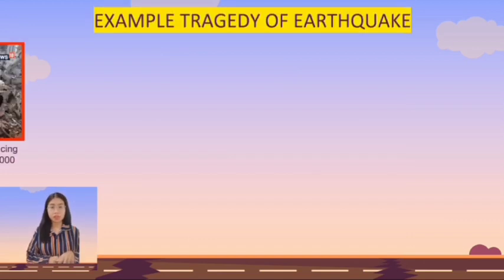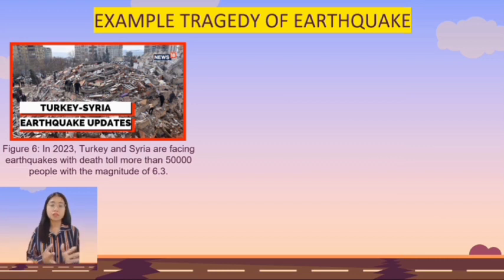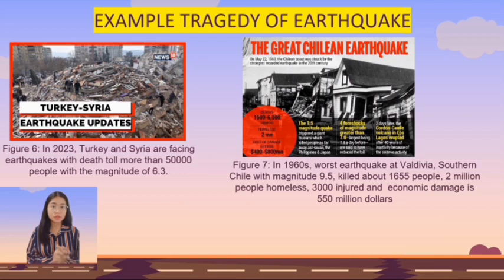For example, recently in 2023, Turkey and Syria faced earthquakes which recorded killed more than 50,000 people with a magnitude of 6.3. In world history, the worst earthquake was in 1960, which took place in Valdivia, southern Chile. According to the resource, the magnitude of 9.5 killed about 1,655 people, left 2 million people homeless, 3,000 people injured, and the economic damage was approximately $550 million.